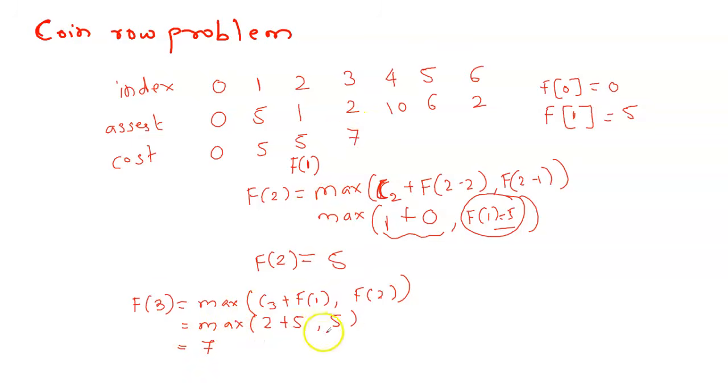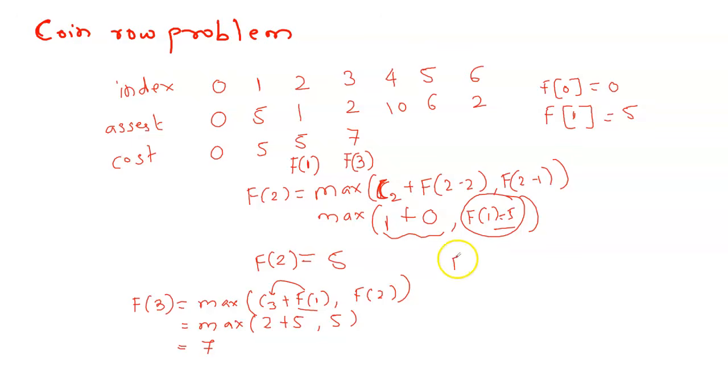And how did we get this 7? We got this from f1, but not just from f1, we also added cost C3 to f1. So this is a new value, and I will mention it as f3, because it is not taken from any of the previous values like f1 or f2. Same thing we will follow for f4, f5 and f6.